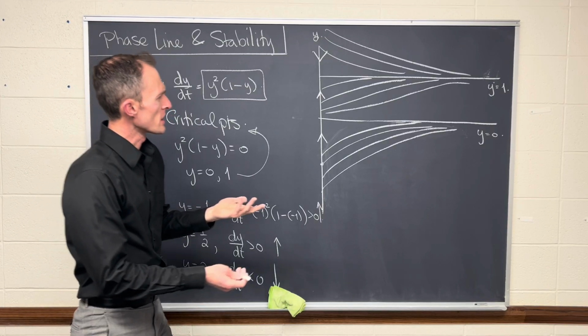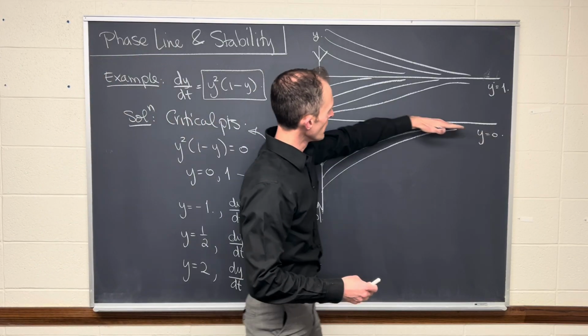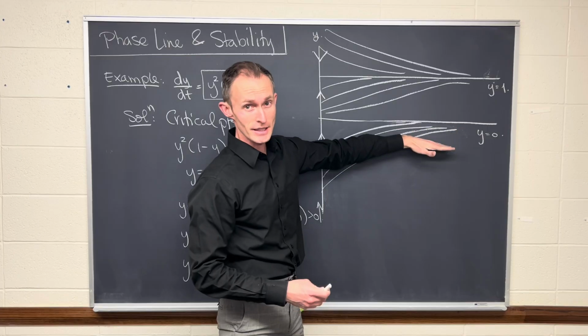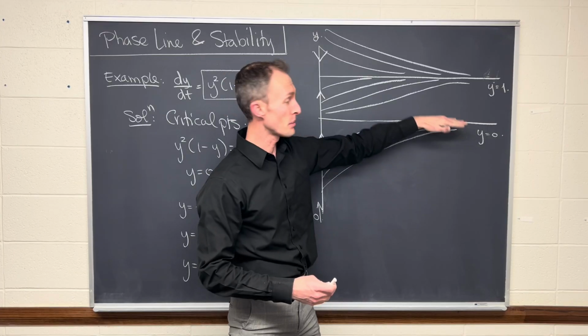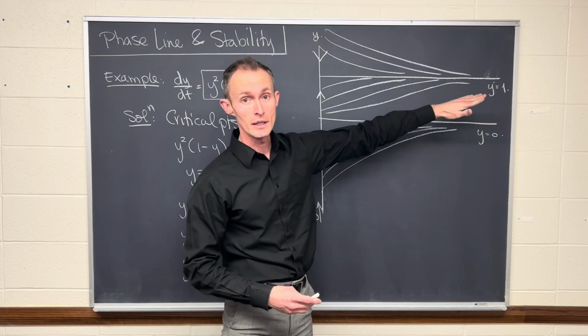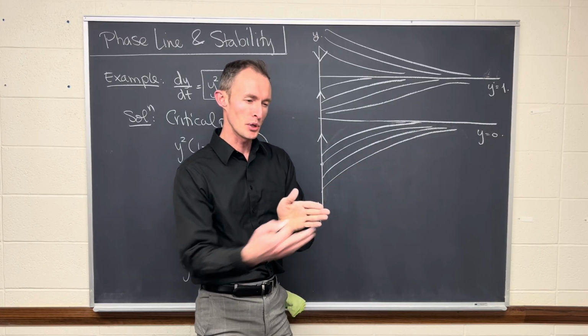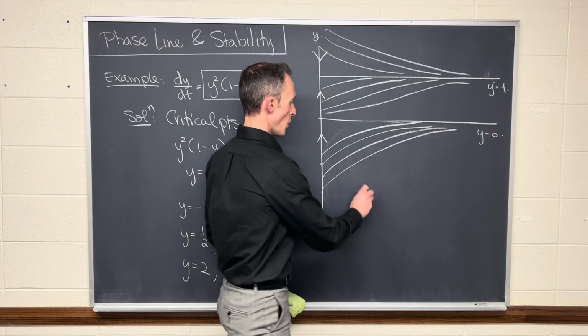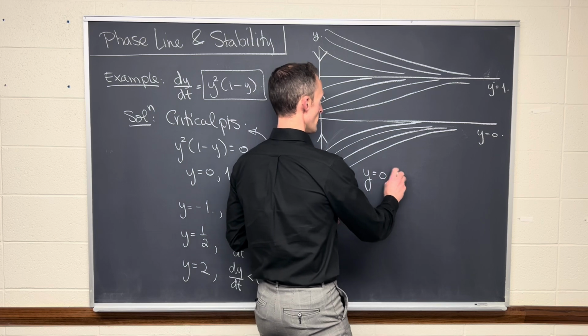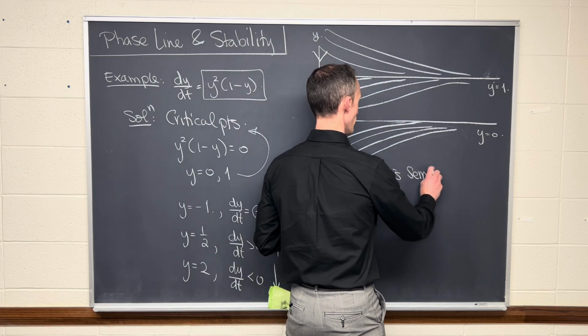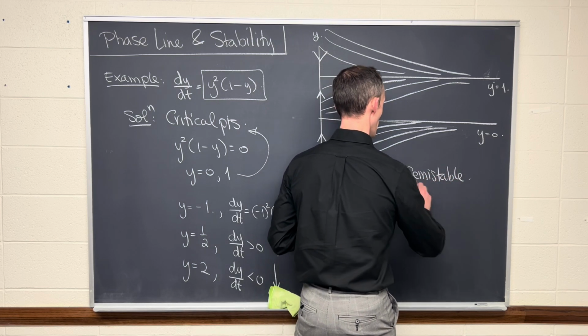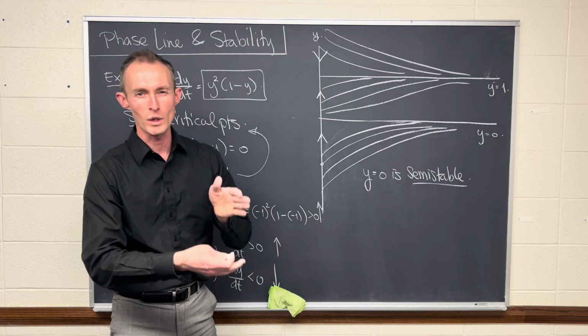So then what do I notice? I notice that for y equals 0, if my initial condition is slightly below 0, I get pushed into 0, but if it's slightly above 0, I get pushed away. So what does that mean? It's like on one side I get pushed in, on the other side I get pushed away. y equals 0 is what's called semi-stable. Okay? It's semi-stable. It's only stable on one side.